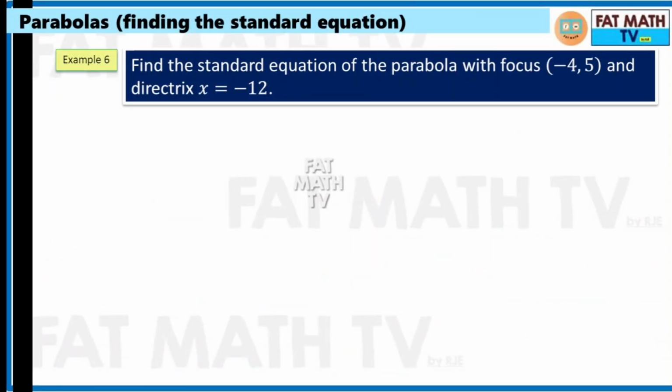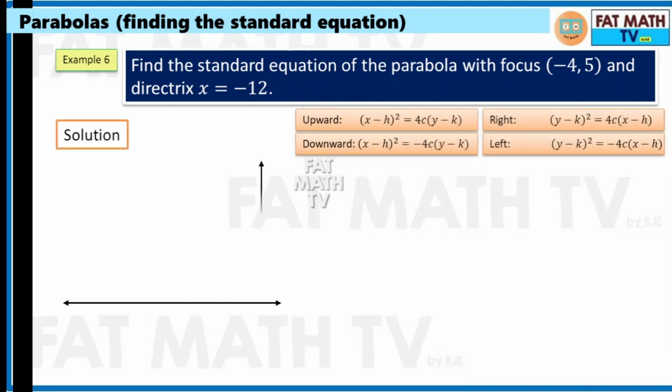Example number 6. Find the standard equation of the parabola with focus at negative 4, 5 and directrix x equals negative 12. So focus negative 4, 5, that is on the second quadrant. And directrix x equals negative 12, that is a vertical line.